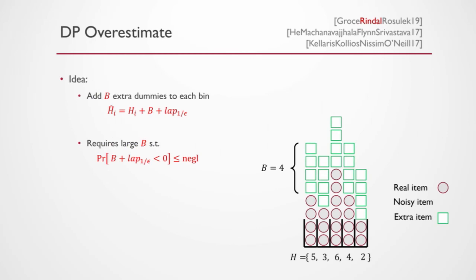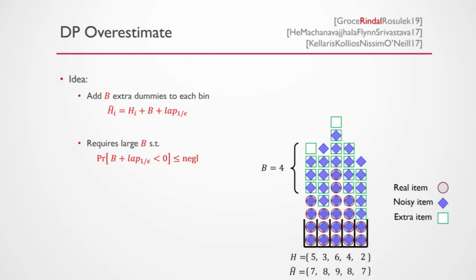So actually, several works had already considered this. And the basic idea is that you can add a buffer to each of these loads. Say here we have a buffer of 4. Then once you add the Laplace after adding this fixed buffer size, you'll always end up with an overestimate. And this ends up being an epsilon-delta type definition because there's still some small probability that it could fall under this buffer. But with high probability, all your noisy estimates will be larger than the number of real items.